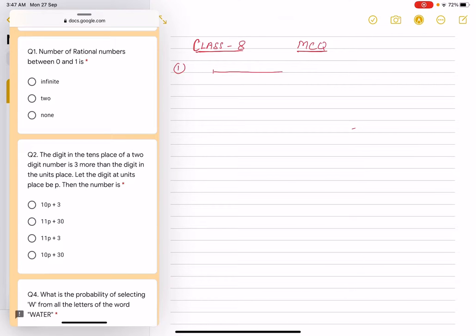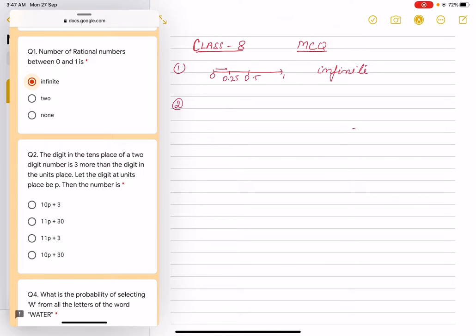If you go through the number line, what have we done? Between 0 and 1, we get 0.5. Between 0 and 0.5, again 0.25. Again between these, so how many numbers are there? Infinite, 2 and none. So, what is the number? Infinite. So, what is the answer? Infinite number of rational numbers between 0 and 1.